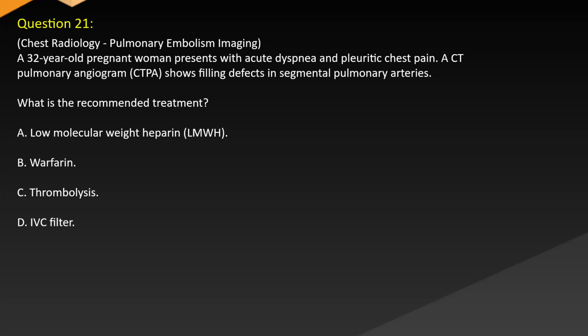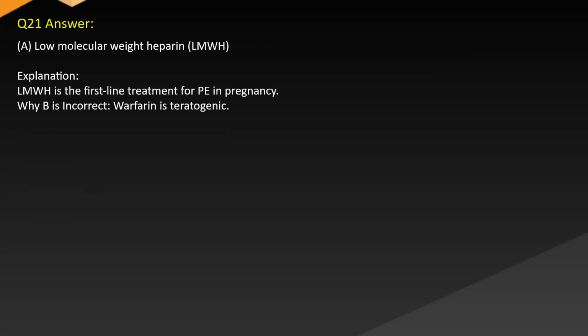Question 21. Chest radiology. Pulmonary embolism imaging. A 32-year-old pregnant woman presents with acute dyspnea and pleuritic chest pain. Pulmonary angiogram (CTPA) shows filling defects in segmental pulmonary arteries. What is the recommended treatment? A. Low molecular weight heparin. B. Warfarin. C. Thrombolysis. D. IVC filter. Answer A. Low molecular weight heparin. Explanation: It is a first-line treatment for PE in pregnancy. B is incorrect. Warfarin is teratogenic.